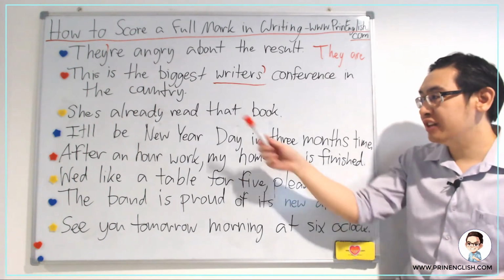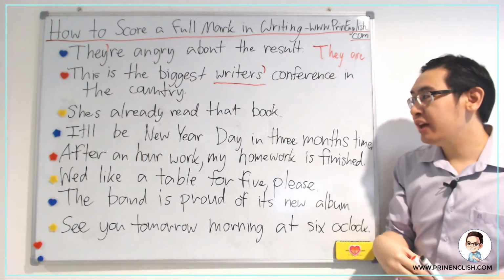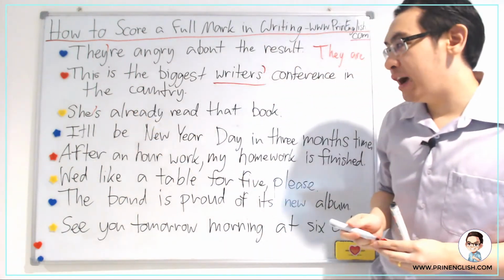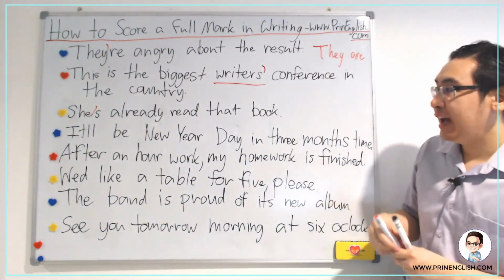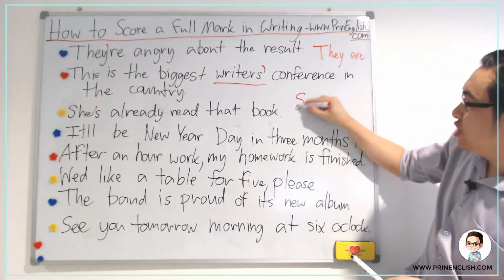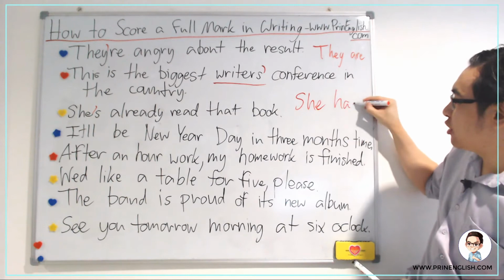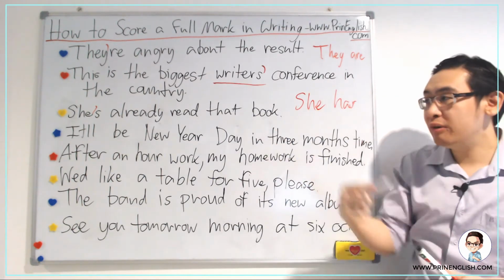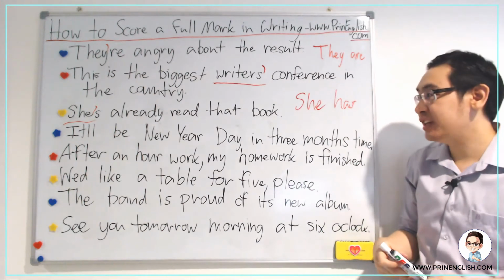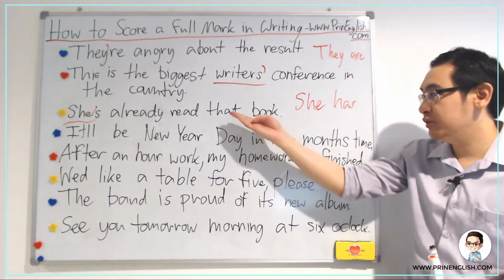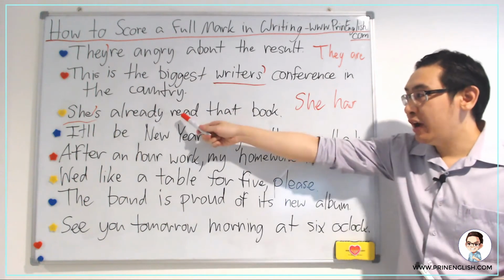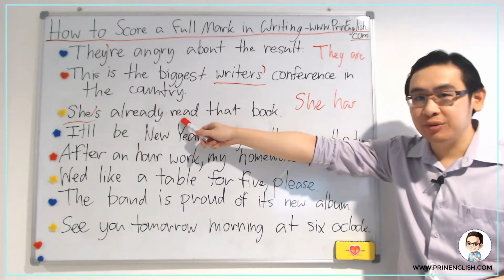Now, the third one, the yellow heart. She's already read that book. Of course, we need an apostrophe here, right? This one, she and apostrophe S, is a contracted form of what? It's she has, right? Not she is, okay? When we write she's like this in English, it can be she is or she has. But in this case, it's she has because we look at the whole sentence. We can see that read, right? This is the past participle, okay?